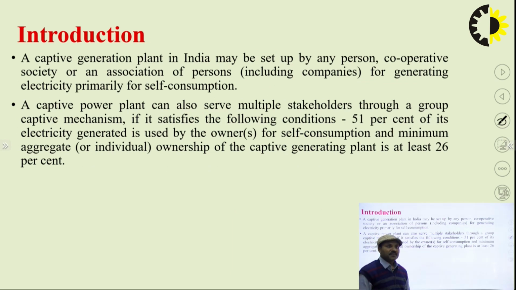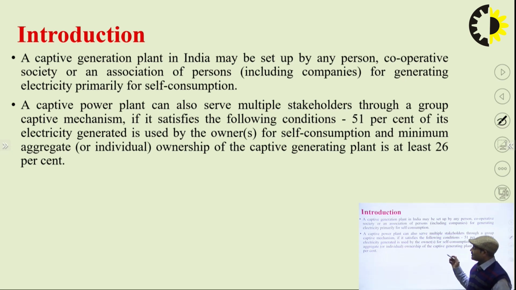A captive generation plant in India may be set up by any person. For example, we have rooftop projects where any person can install a solar power plant on their rooftop, which is empty or not being utilized for any other purpose, and they can generate the electricity and get the incentives. They can also have a system where they utilize the same power for their own purpose and excess power can be supplied to the grid system.